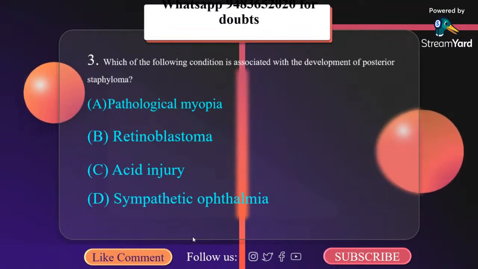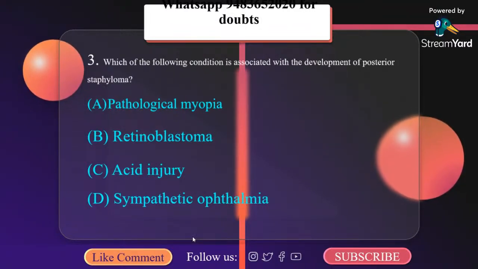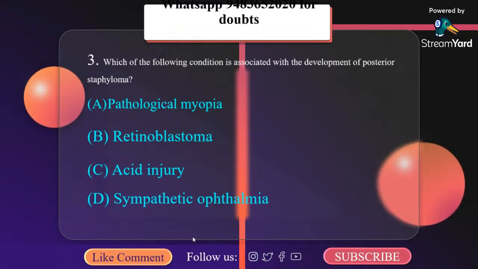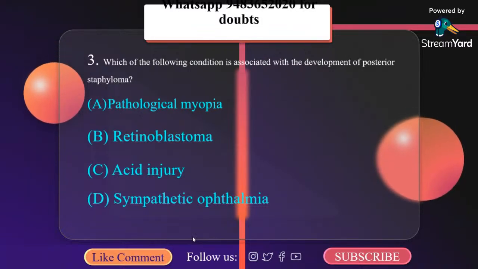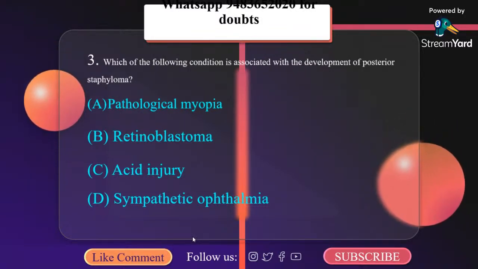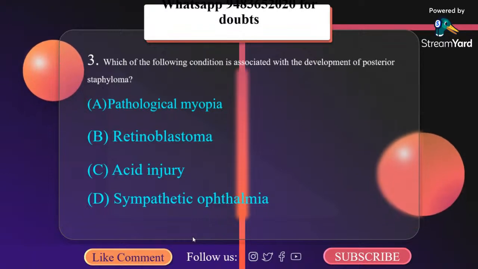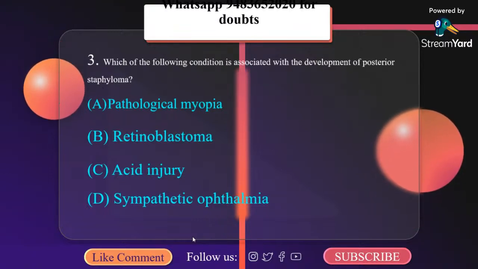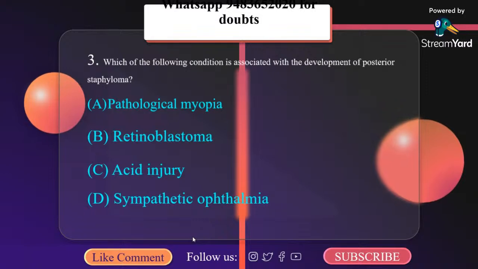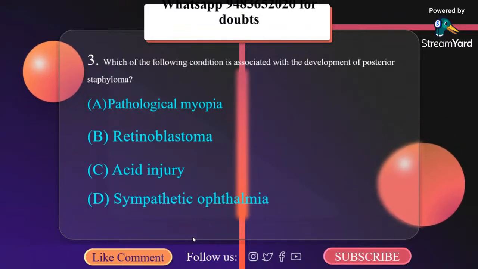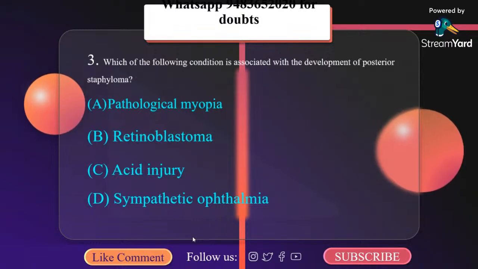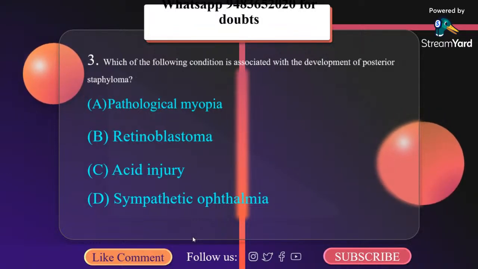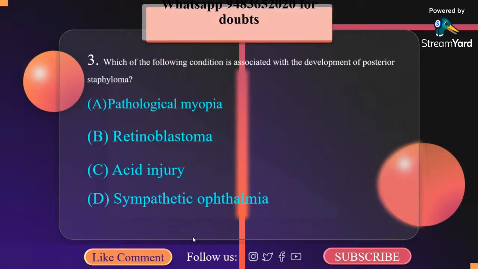Posterior staphyloma means posterior outpouching of the wall of the eye. It is an important component of diagnosis of pathological myopia. Indeed, it is one of the hallmarks of pathological myopia. With the exception of inferior staphyloma related to tilted disc syndrome, it does not occur in pathologies other than pathologic myopia. Thus, posterior staphyloma is specific to pathological myopia. So the correct option here is A, pathological myopia.